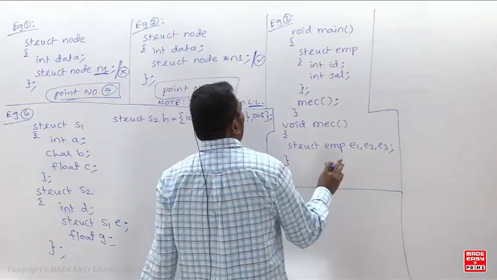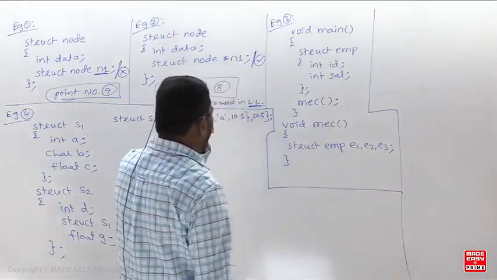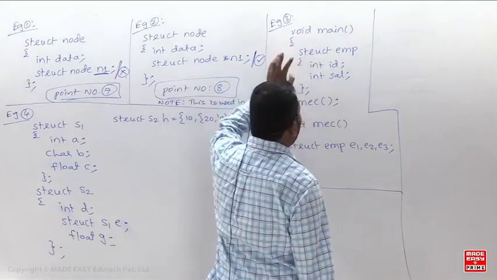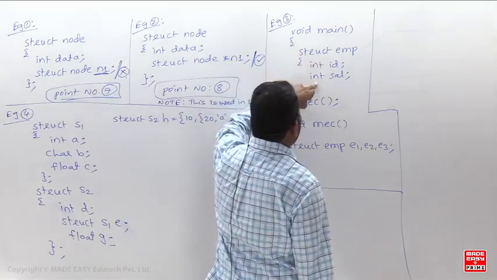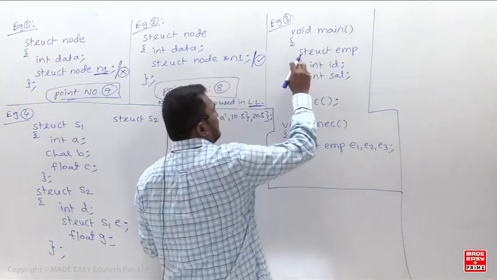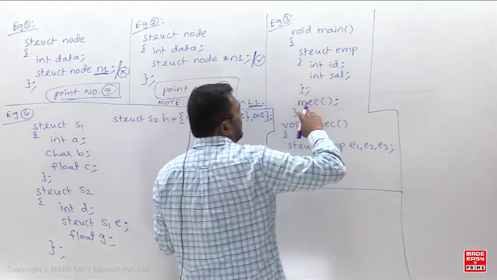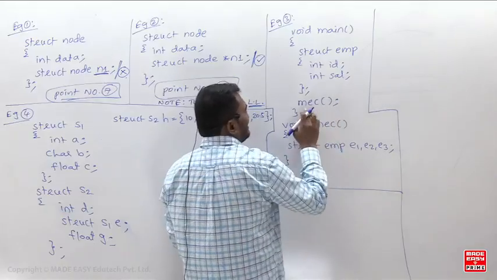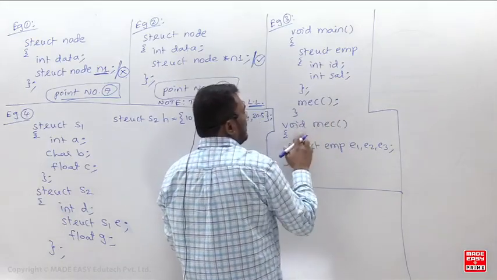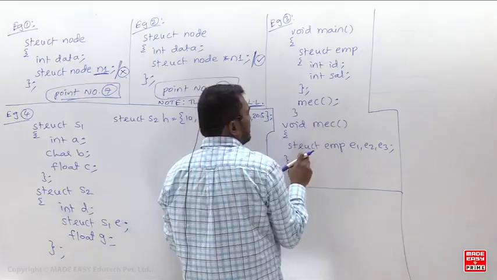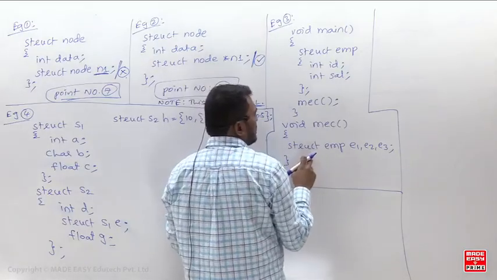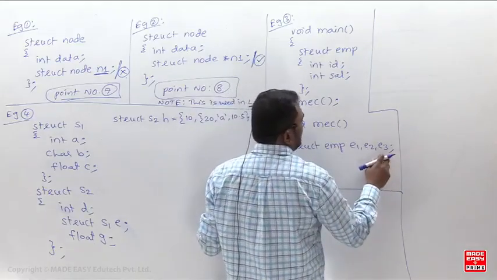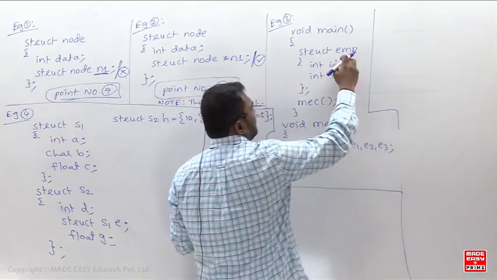Next, note down example 3. Now tell me, look here: void main, structure EMP, a simple EMP structure with integer ID and integer salary. This is the closing of the structure, and you are calling the MAC function. MAC means Made Easy Coaching, some simple name. When the function is called, you come here and create structure variables: struct EMP E1, E2, E3. So I'm creating structure variables of this EMP.